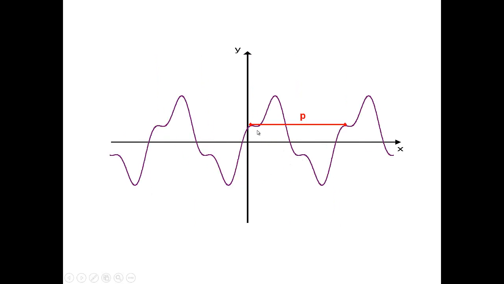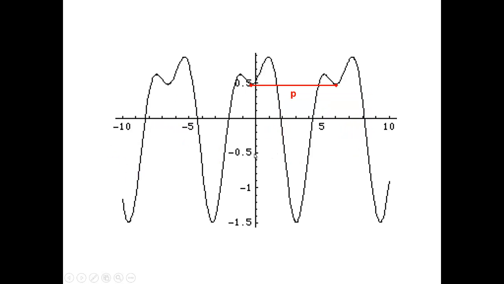On this curve, one period is shown in red, same curve, same period from these two maximum points. On this one, we have a period shown in red, and the same period, same distance of the line segment from these 2 points.